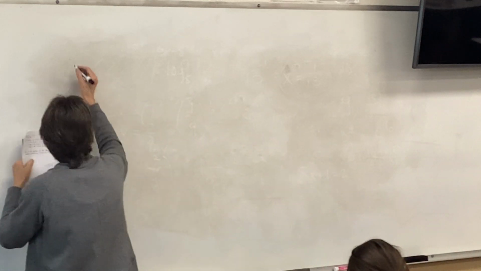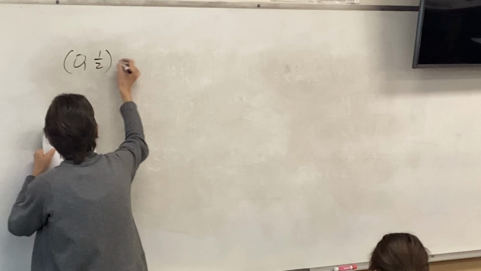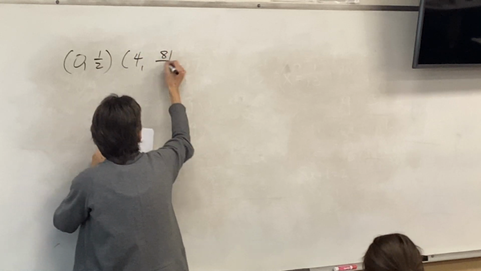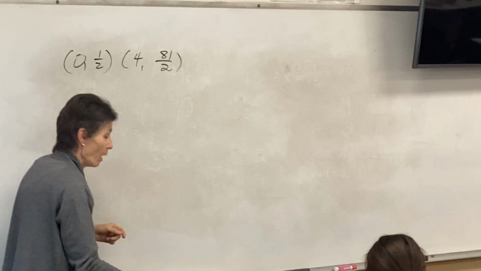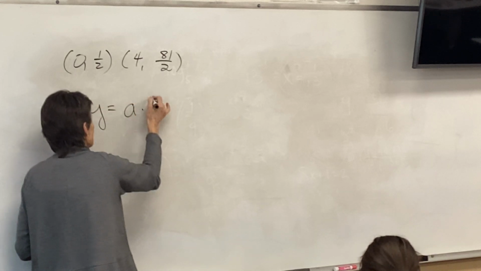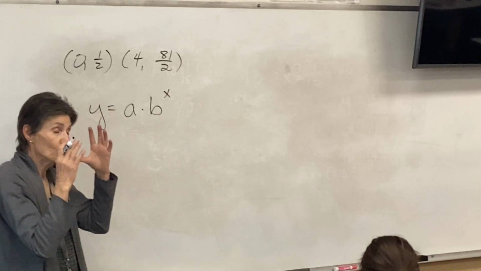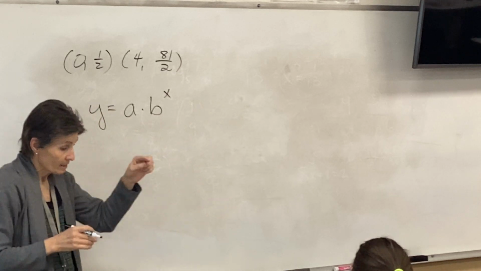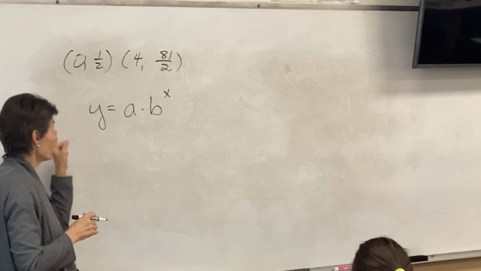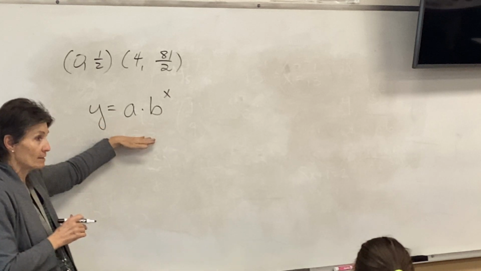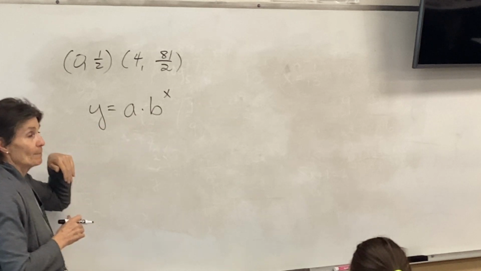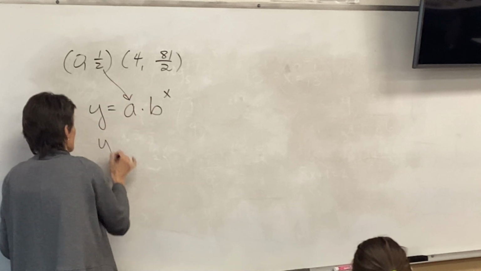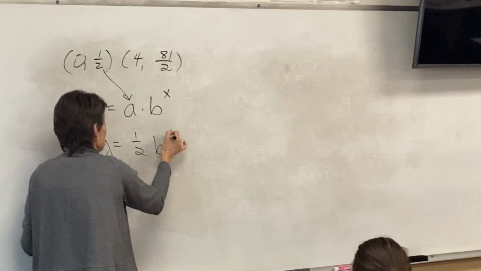Write the equation of the exponential function containing these two forms. What is my answer going to look like? Y equals A times B to the X. So when you finally get an answer to this, there's the answer blank. You're going to put an equation that looks like that in the answer blank. All right? Okay. Well, what do I know right off the bat? A is 1/2. So Y equals 1/2 B to the X.